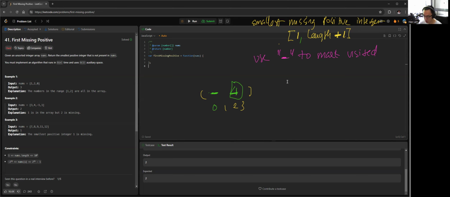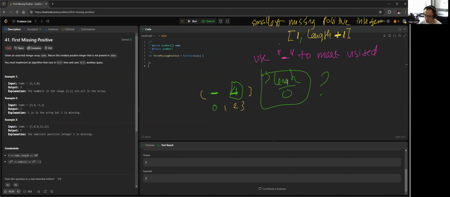Okay, so what if we have a number that is larger than the length, like length plus 1, or less than or equal to 0? What should we do? Because we don't have the index. We use index 0 to represent the length. But what if it is even larger than the length, like 1,000, or less than or equal to 0?